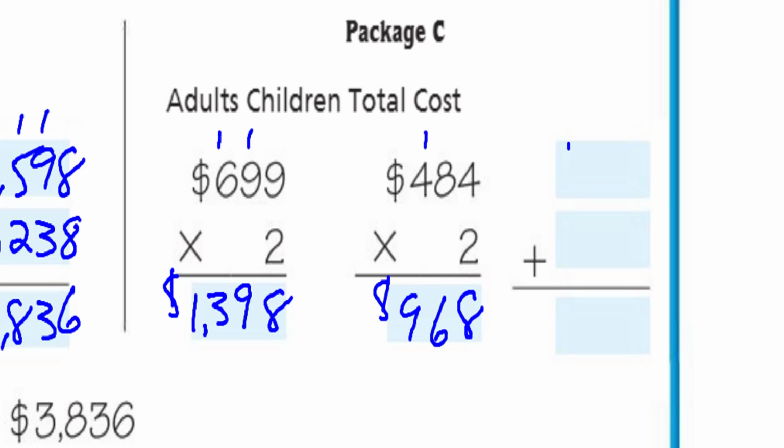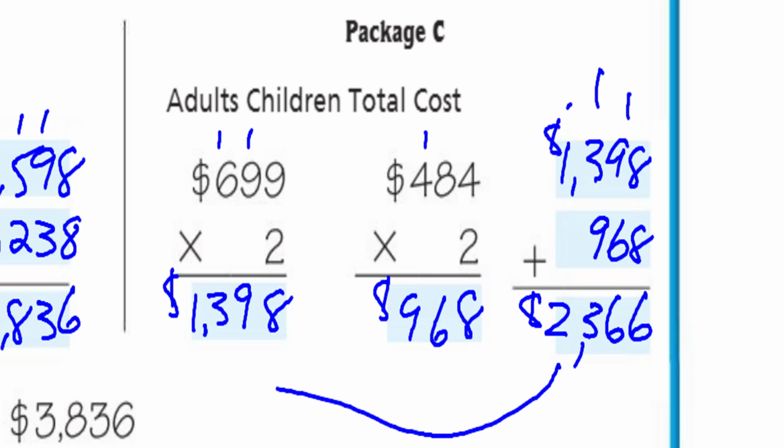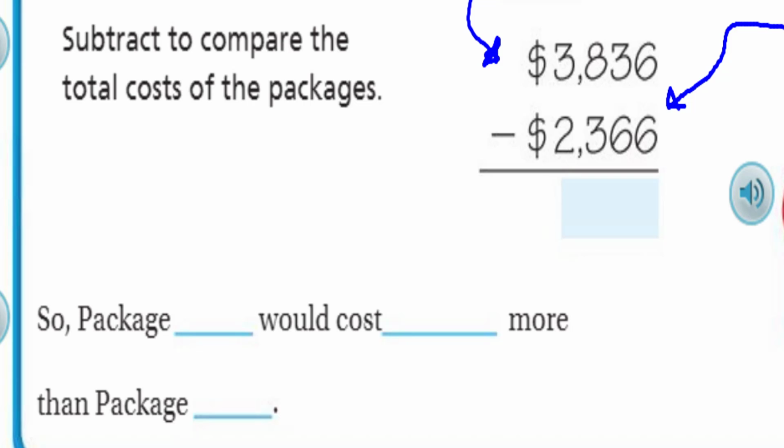Now we're going to go ahead and add 1,398 and 968, giving us 16, carry the 1, 15, 16, carry the 1, 12, 13, carry the 1. We end up with 2,366. Yes. I'm so relieved. We got the same answer they got.